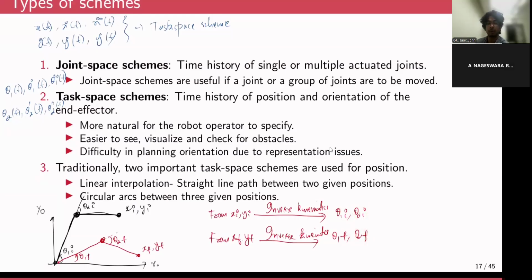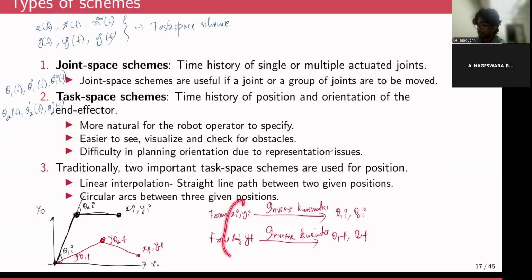You can consider velocity boundary conditions if you are planning a third order or cubic trajectory. Apart from position and velocity boundary conditions, you can also consider acceleration boundary conditions if you are planning a quintic trajectory. So depending upon your boundary conditions, you can decide to go for a third order or a fifth order trajectory, and then you plan a trajectory between these two joint variables. So that's how you plan trajectory in a joint space scheme, right?